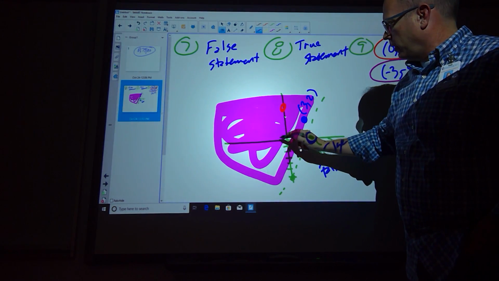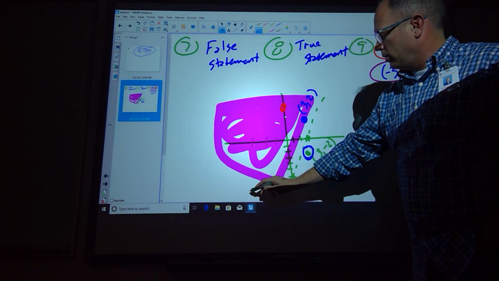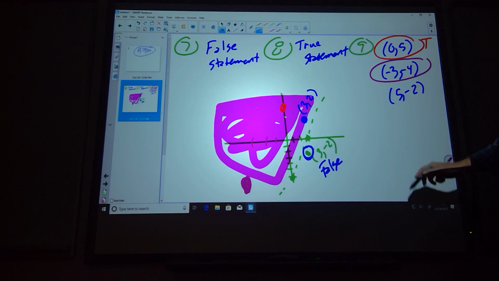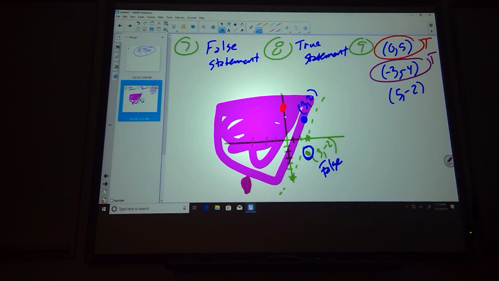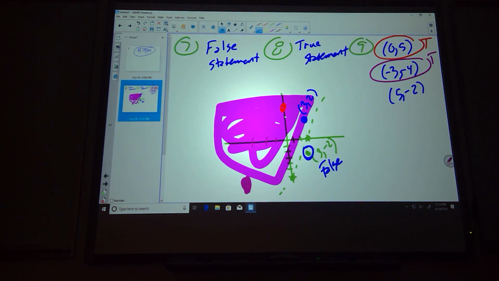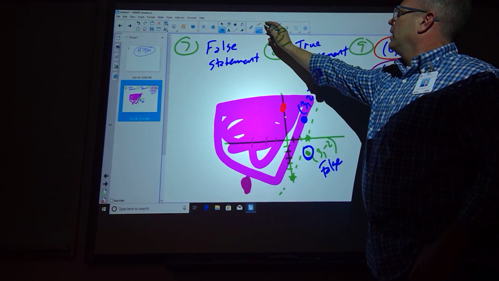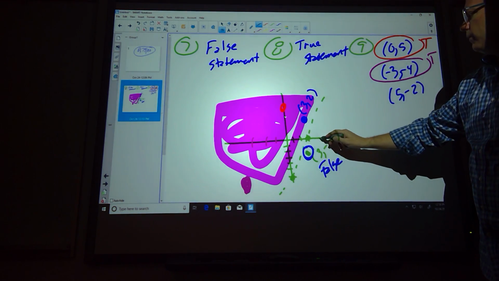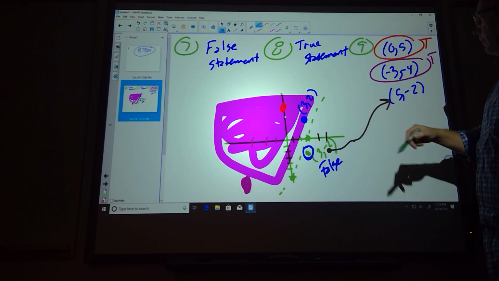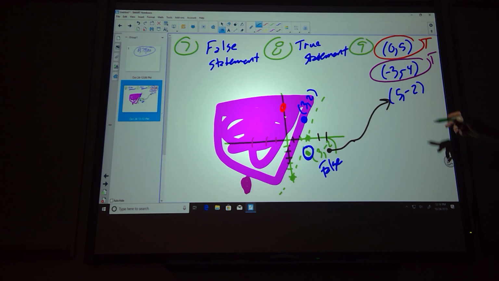-3, -4. So -3. 1, 2, 3, -4. It's like down here someplace, right? I think that works, right? Because this shaded region's forever, right? And then 5, -2. So 1, 2, 3, 4, 5, -2. What do you think? True or false? False. Absolutely. Because it's outside of the colored in region.